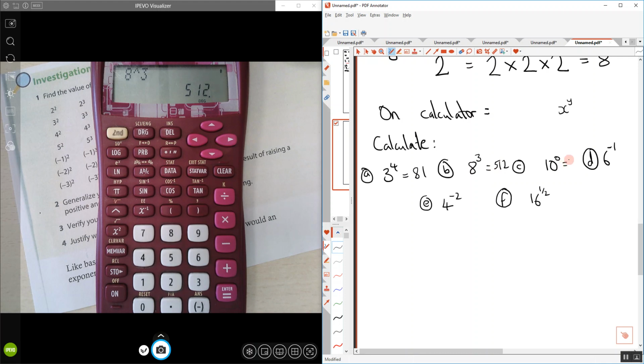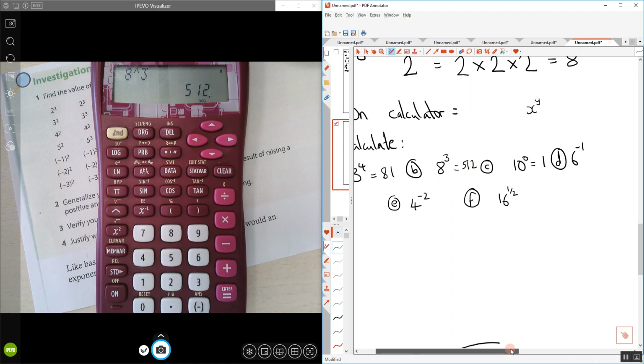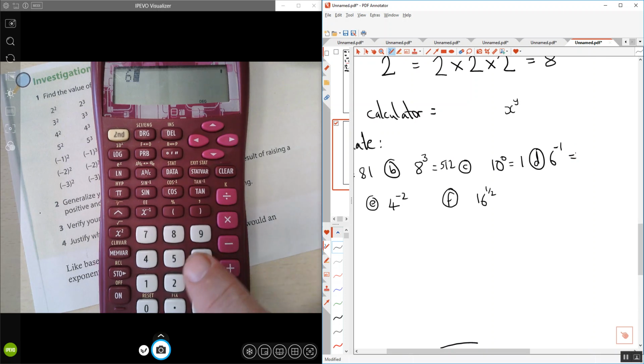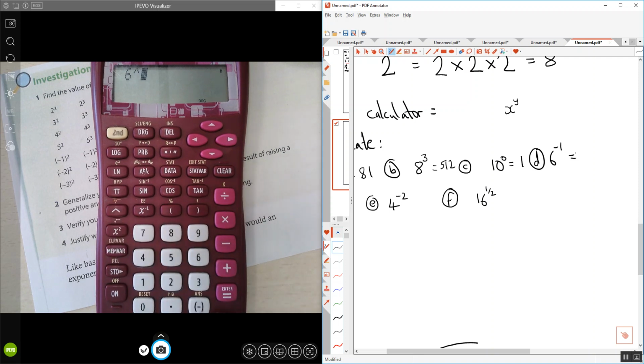10 to the power of 0. Enrique. 1. Any number to the power of 0 is always 1. Okay. 6 to the power of negative 1. Tyler, have you got it? What did you get? Right, 1 over 6.